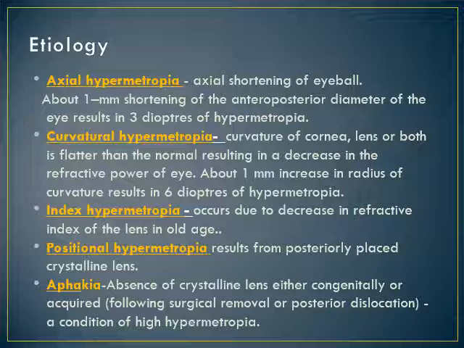Then index hypermetropia is due to the decrease in the refractive index of the lens in old age. Then positional means it results from a posteriorly placed crystalline lens. What is aphakia? Aphakia is absence of the crystalline lens, either congenital or acquired. In acquired you can see surgical removal, then posterior dislocation. Also there is one entity called a condition of high hypermetropia.